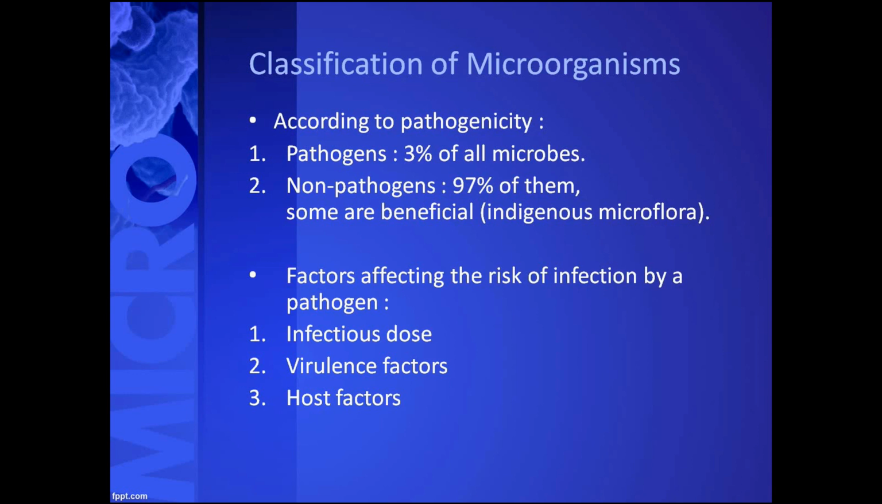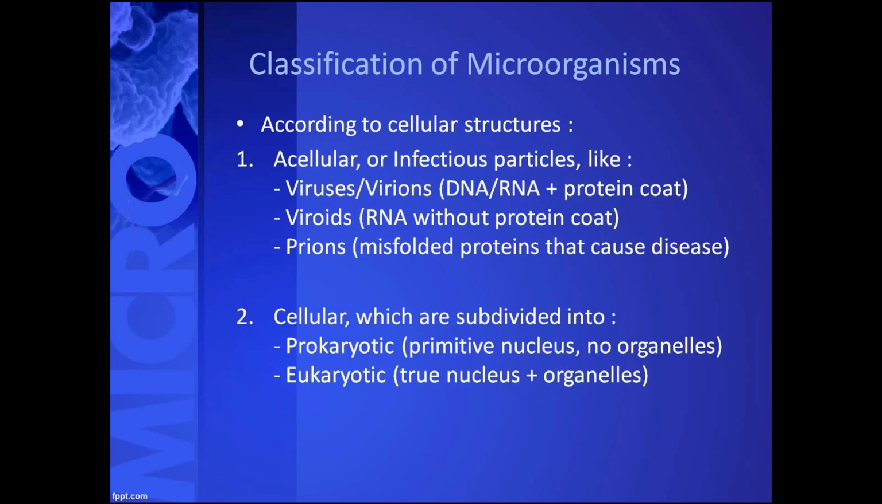The third factor is host factors. This is mostly the immune system. So if the immune system is good, the risk of infection is low. If it is weak, the risk of infection is high.